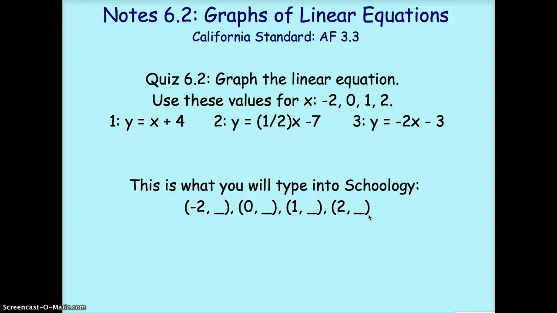Be careful. You have to get every single one of these right in order to get the problem correct. So be very careful. Okay, plug those values in carefully, do your work. I do recommend you graph it. As I said, you're not submitting the graph to me in Schoology, but if you graph it, you'll be able to see right away whether you've got a straight line or not.